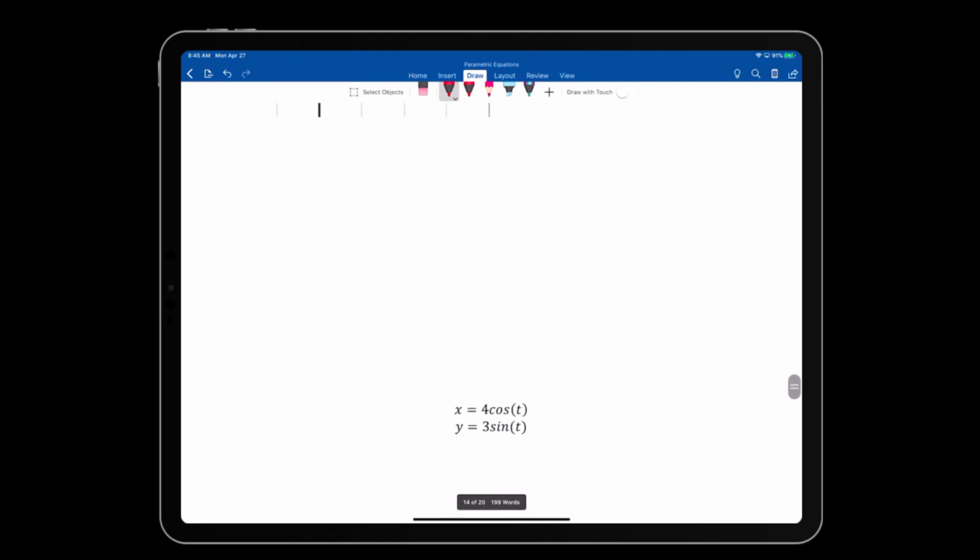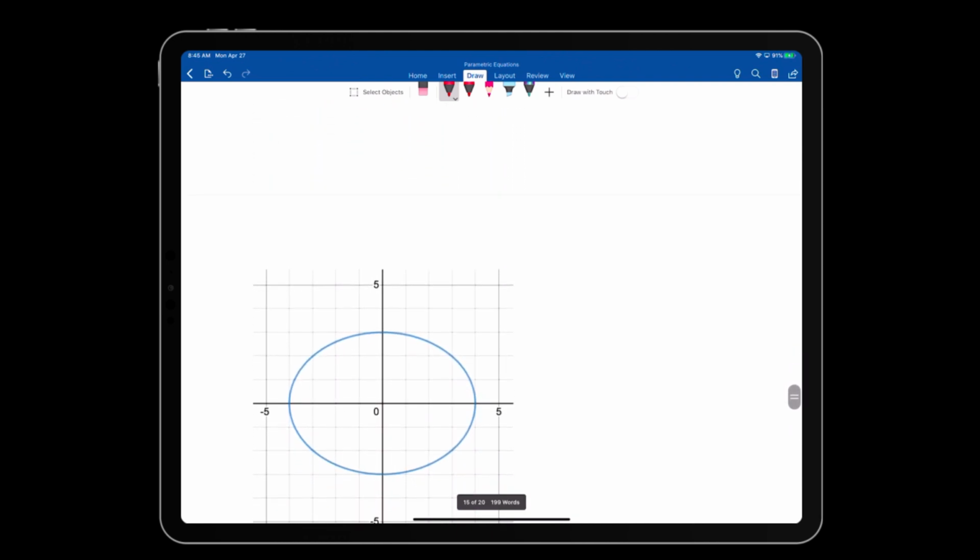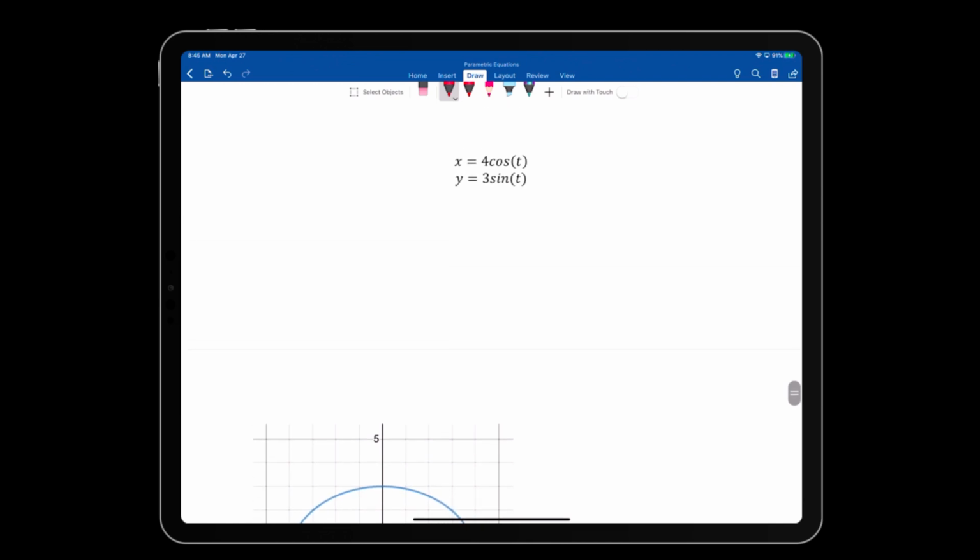I think we did that one already. What is this? This is the equation of an ellipse. You say, well, how do I do that? Well, if I divide both sides by 4, I get x over 4 is cosine t. Divide both sides by 3, y over 3 is sine t. And then square both sides. You say, what do you mean? Well, let me give you the details.